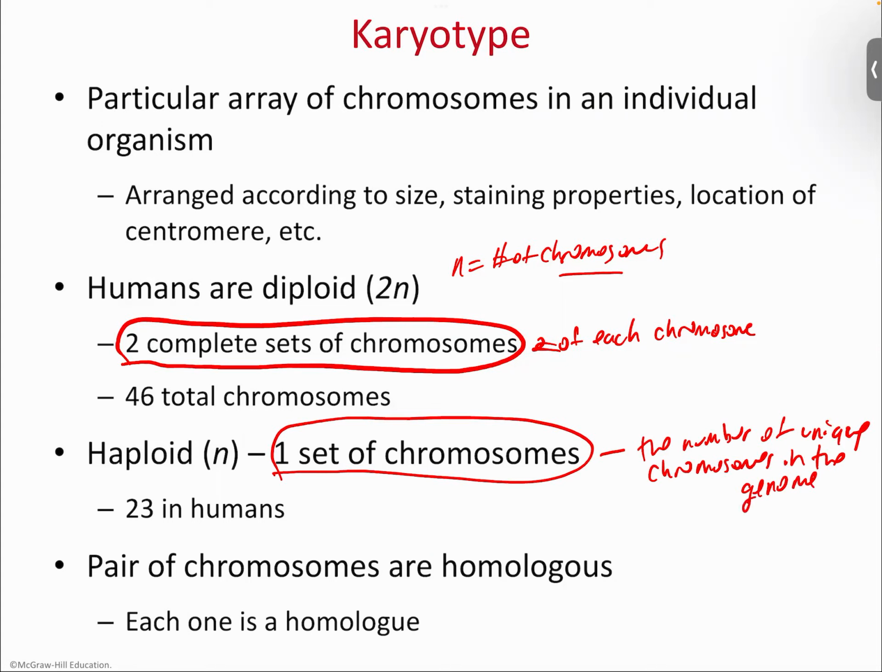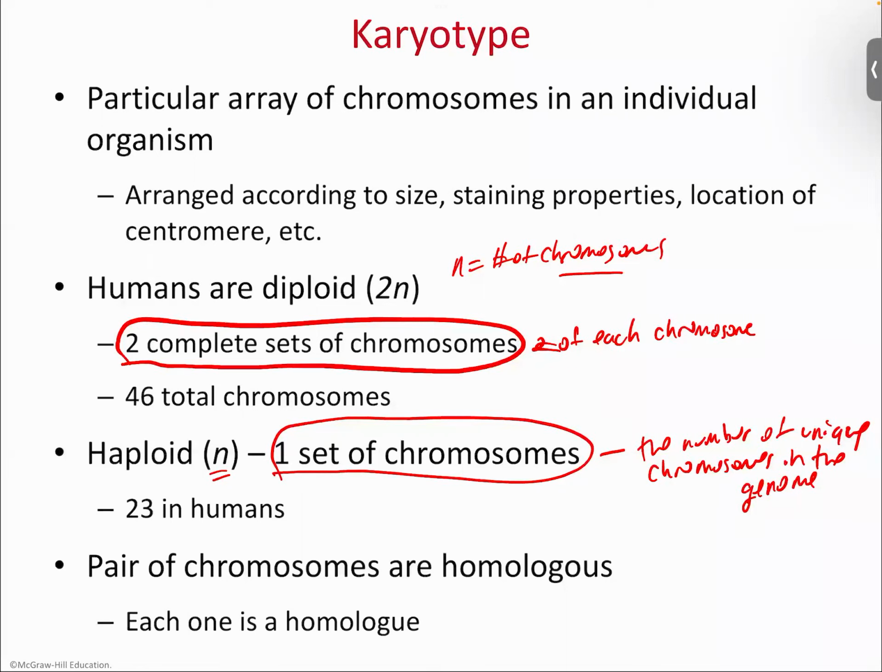So how many unique chromosomes do we have in the genome? 23: 22 autosomes, and then the sex chromosome, right? So that's our 23. How do we get up to 46? We got two of each, right? So the haploid is going to be the N. It's also the number of chromosomes in the genome. So you have 23 chromosomes in the human genome, in your genome. You have two of each, which makes you a diploid.